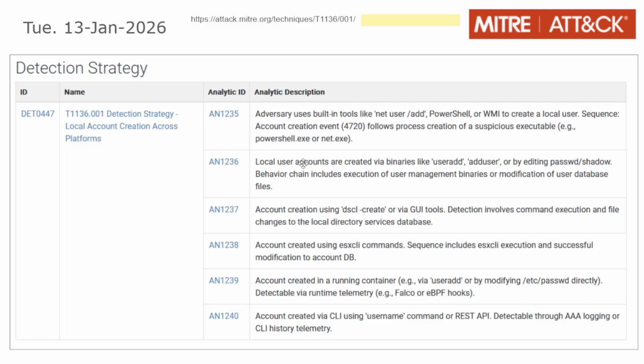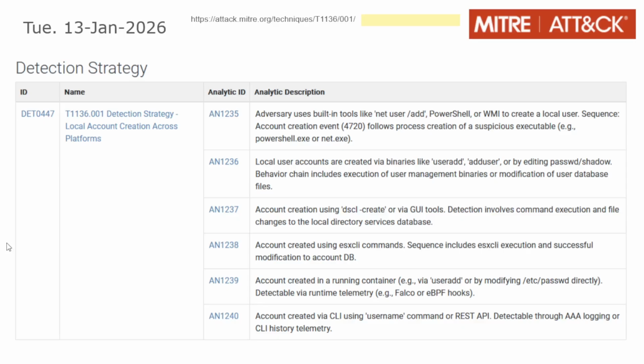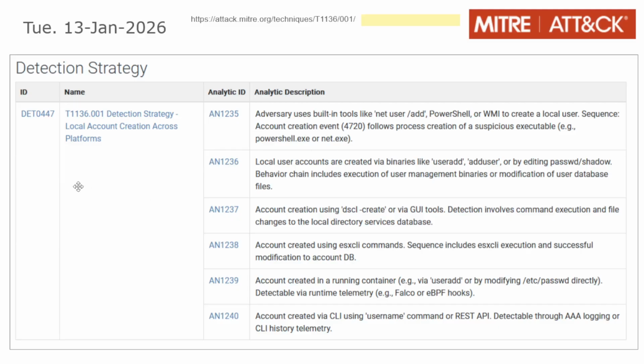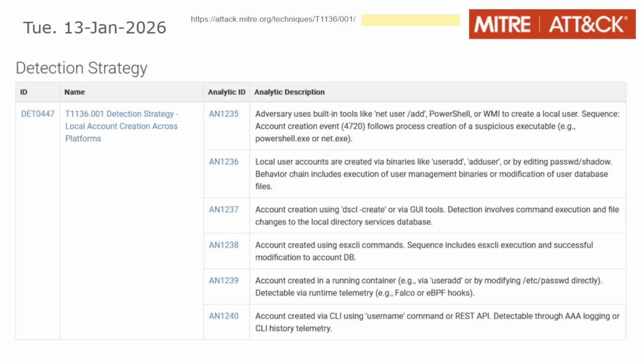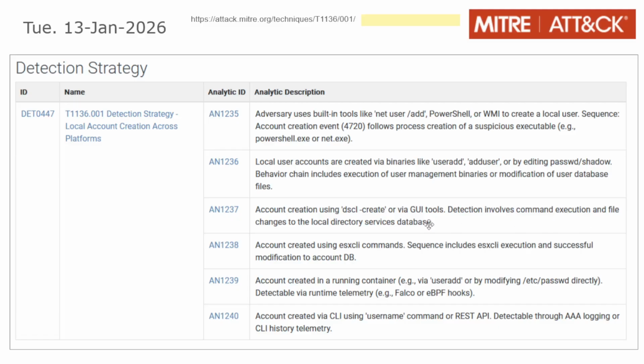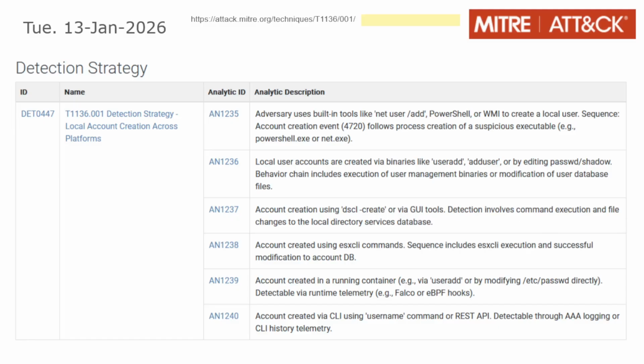Let's move on to detection now. Here we have again 4720. You can check out the last video, this is an account creation event. Local user binaries like useradd or adduser, passwd, shadow. Yes, that's also a possibility. Then again account creation with dscl create, which is like the Apple version of it.